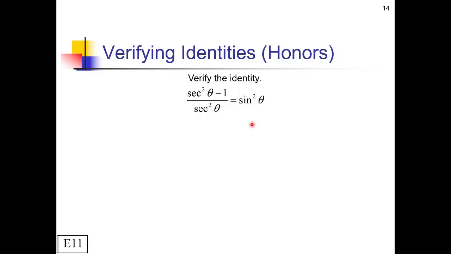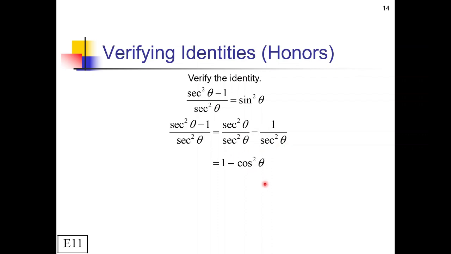But what I chose to do instead is I split this fraction up into secant squared over secant squared minus 1 over secant squared. So I just split up the fraction with the same denominator. Now the reason that this was helpful for me is because secant squared over itself is just 1, and 1 over secant squared is going to be just cosine squared, so 1 minus cosine squared.